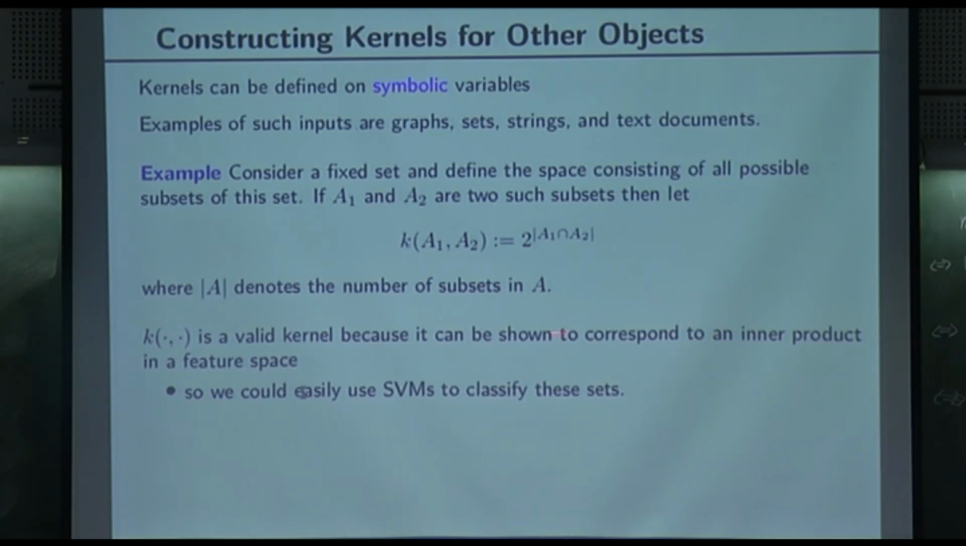This is a valid kernel because it can be shown to correspond to an inner product in a feature space. So we can easily now use SVMs to classify these sets. Once you have a way of defining kernels, you can do SVMs on graphs, sets, strings, text documents, what have you. Anything, as long as you can define a kernel. So we started from linear separators on vectors and have now gone to linear separators of graphs, as long as I can define a kernel for it.